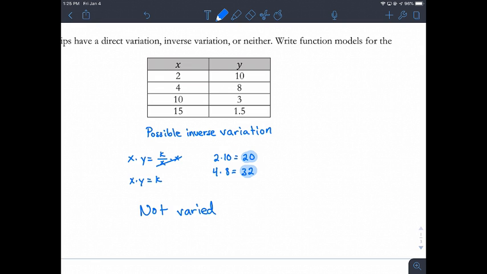Okay. And we get to stop right there. Once we've proven that it's not direct variation or inverse variation, we can just say we're done. We can stop there. Actually, the better thing to write here is neither, because that's what the instructions say. So this is neither variation.